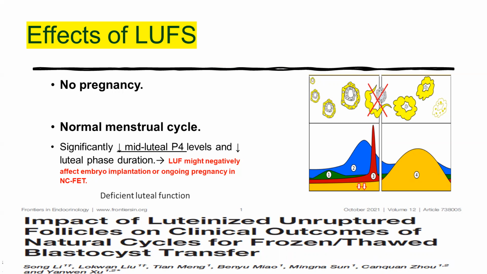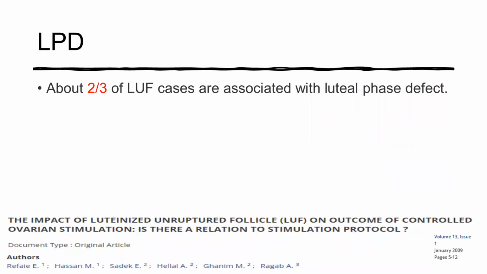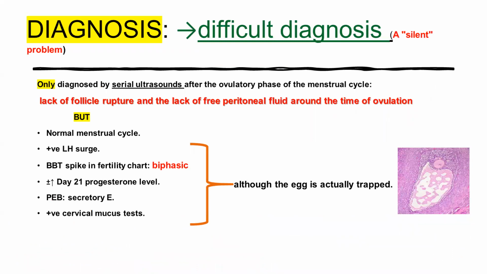And LUF might negatively affect embryo implantation and ongoing pregnancy in natural cycle frozen embryo transfer. So the LUF may affect the second half of the cycle, which is the luteal phase, and this is defective. This defective luteal function is important in cases of transfer of frozen embryos. As I told you, 2/3 of the LUF patients have luteal phase defect. So these are the effects.